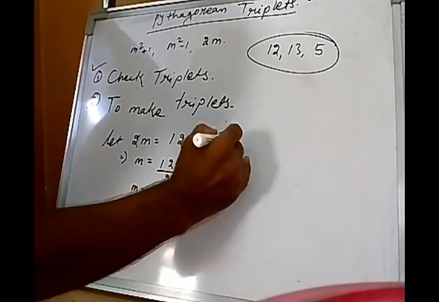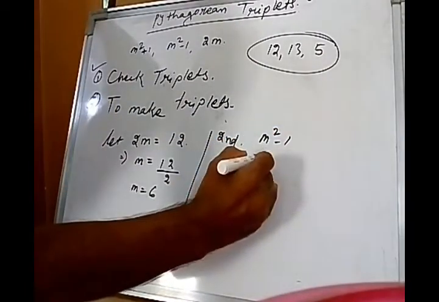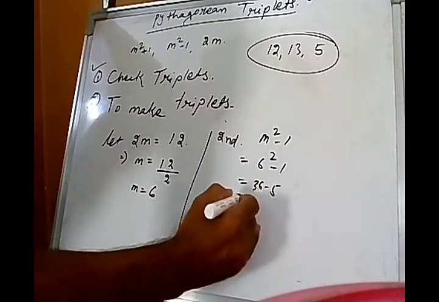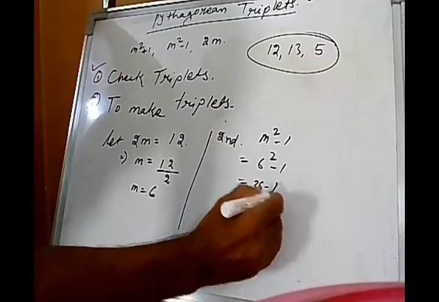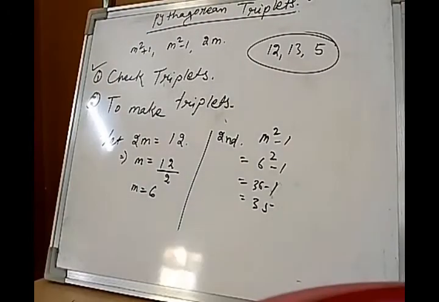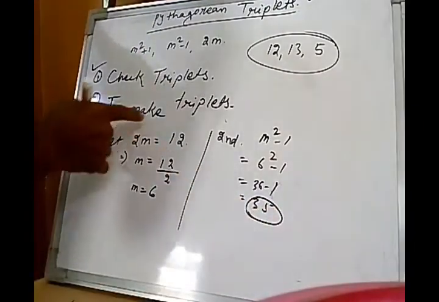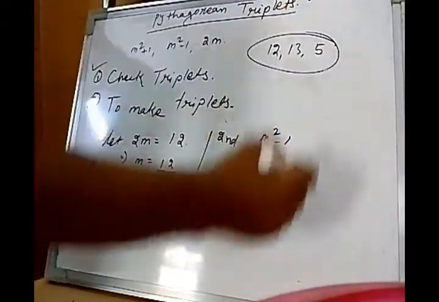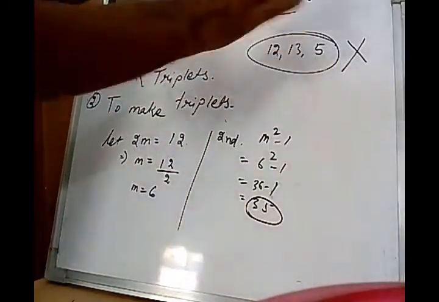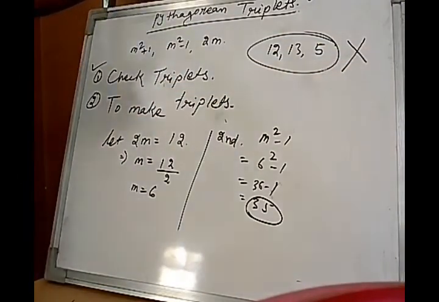Now we can find the second one, that is m square minus 1. So here m is 6. So 6 square minus 1, that is 36 minus 1, that is 35. So this is not in our list of triplets, that is 12, 13 and 5. So 12, 13, 5 are not Pythagorean triplets. They satisfy the Pythagoras theorem, but they do not belong to the Pythagorean triplets.